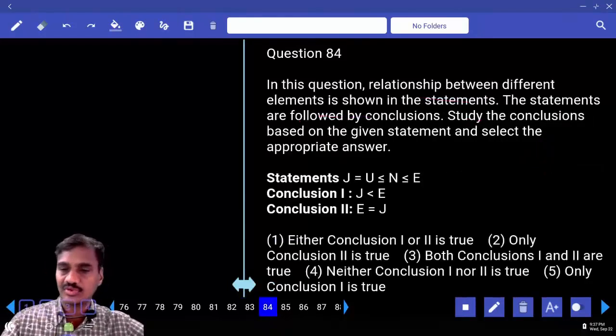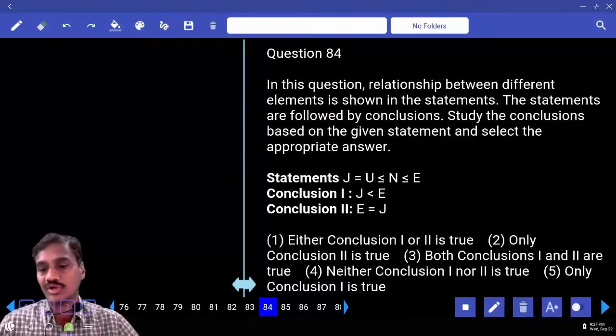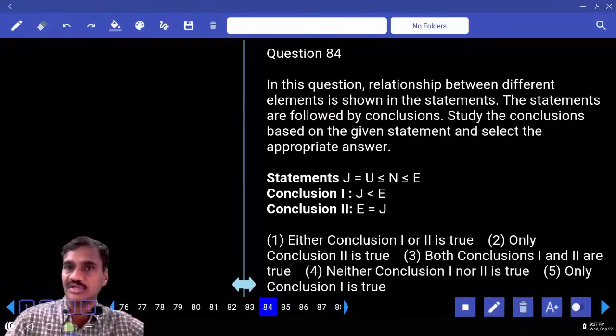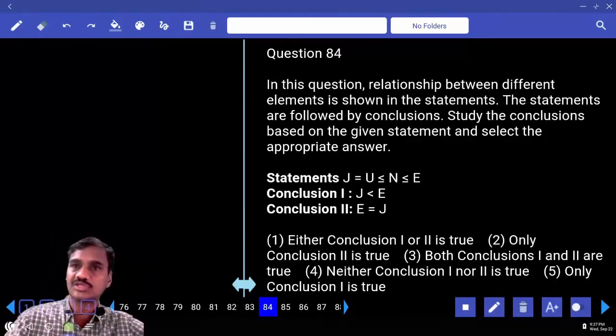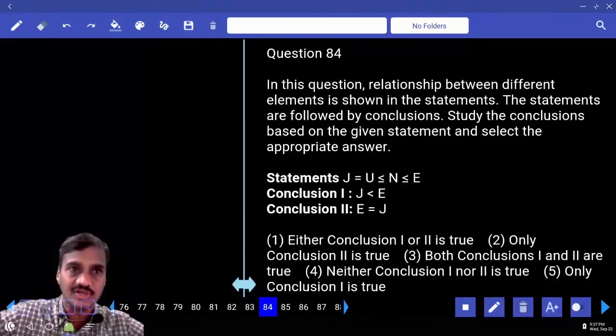83. 84. Now 84 onwards they are based on coded inequalities. Now the relation between J and E. Now if you observe here, both the conclusions are in between J and E only. Hence there is a possibility of having either or.